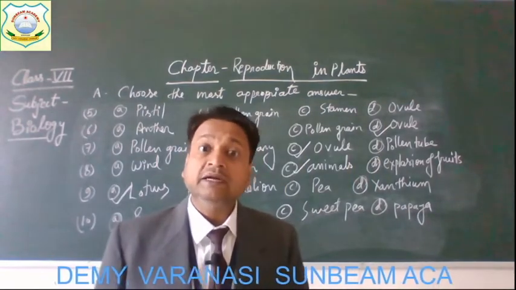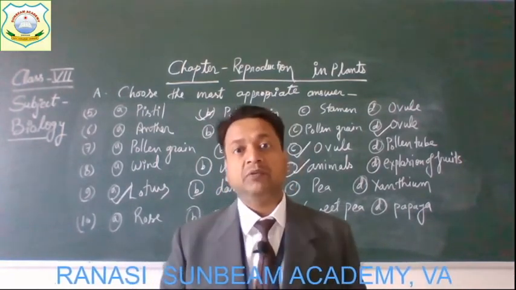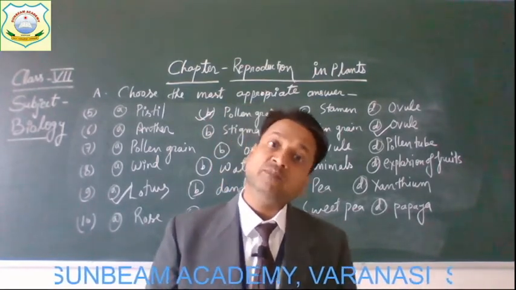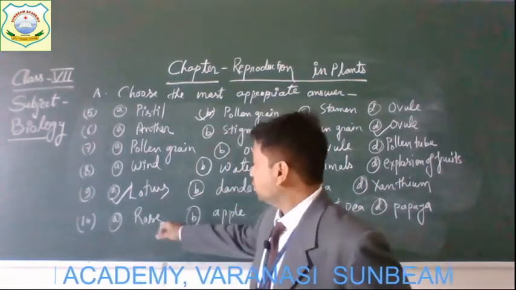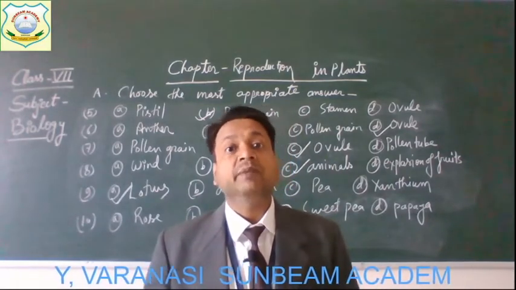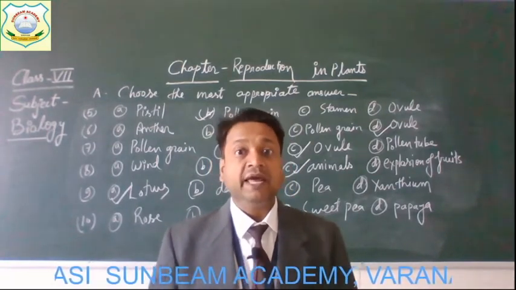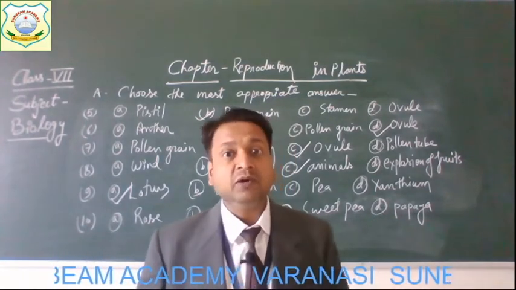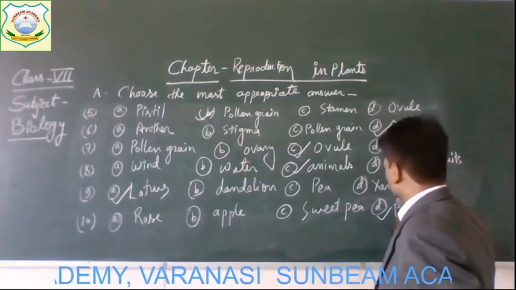Alright. So children, incomplete flowers are the flowers that have either a male reproductive system or a female reproductive system. Those flowers that have both systems, male and female, are termed complete flowers. Out of these four options, rose, apple and sweet pea are complete flowers because both systems are present. Whereas papaya is an incomplete flower because it has either the male or the female reproductive system. So the correct answer is papaya.